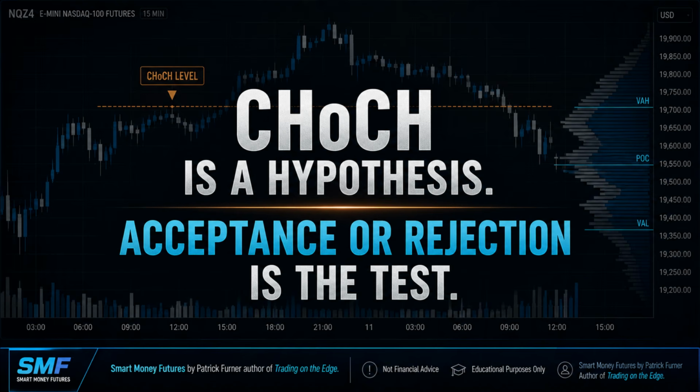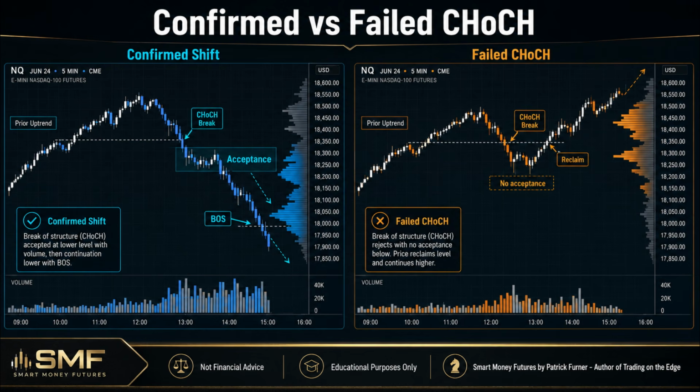So here's what a confirmed structural shift looks like. Price breaks below a significant swing low. That is the change of character. But instead of returning to the prior trend, the auction begins accepting price at the lower location. Volume develops. The profile builds. New structural lows are being created. The BOS in the new direction confirms the trend has shifted.